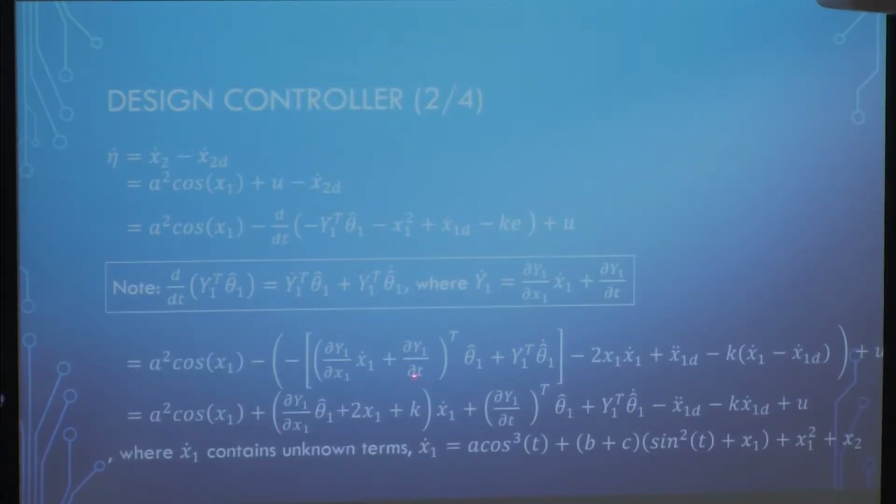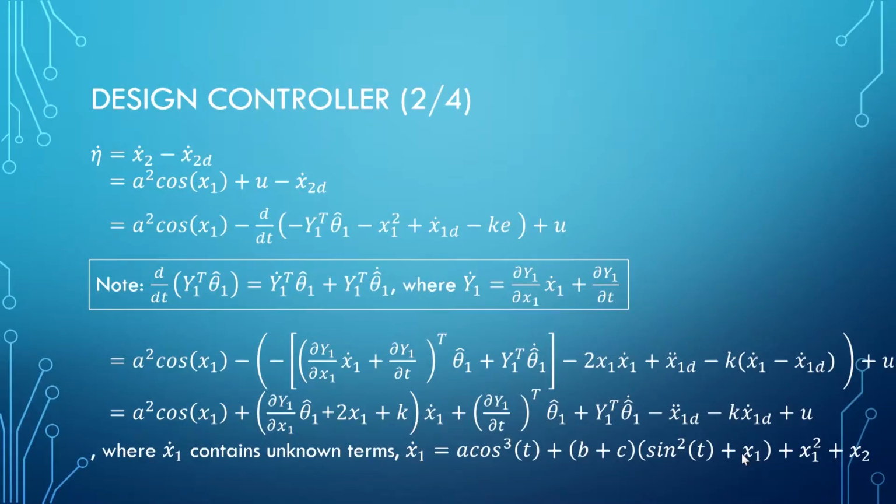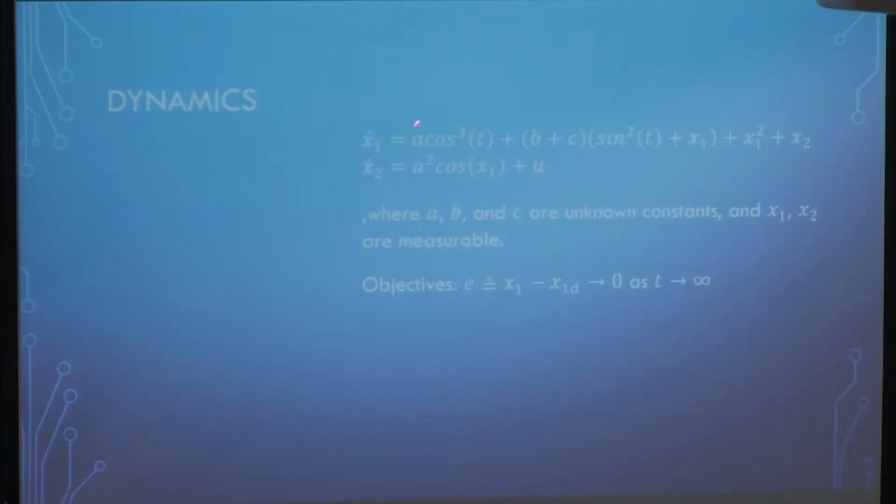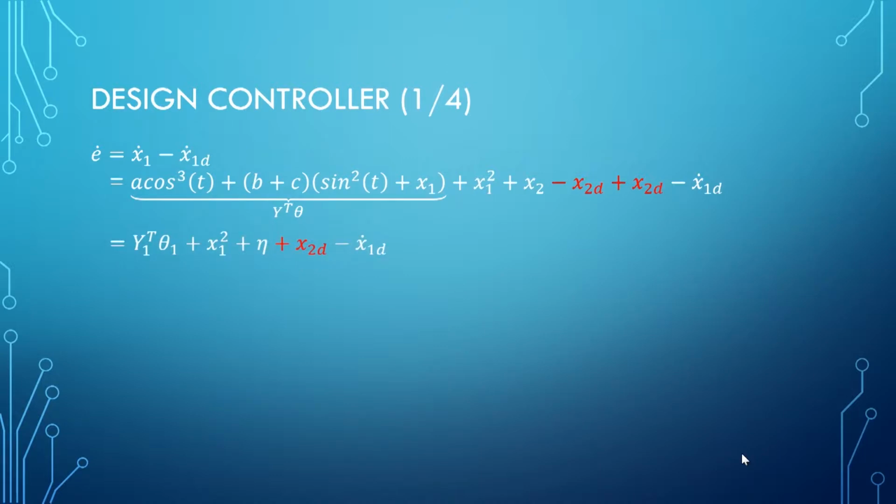I regroup the terms with x1 dot, these three terms, into one bucket, because x1 dot is from the open loop dynamics, which contains unknown variables. Remember x1 dot, go back to here. x1 dot contains unknown constants a, b plus c, and some known constants. So it's a combination of unknown parameters and known functions. So that needs to be declared.